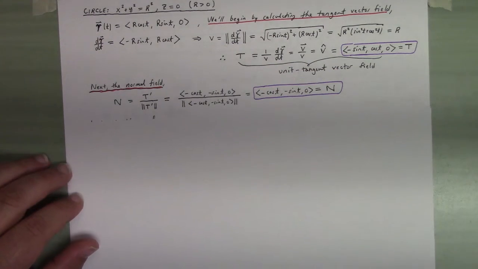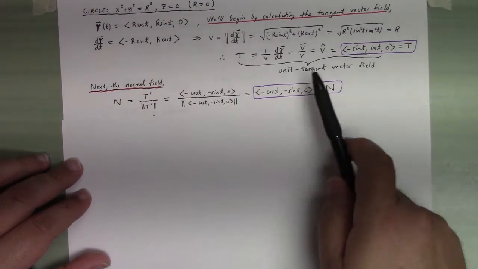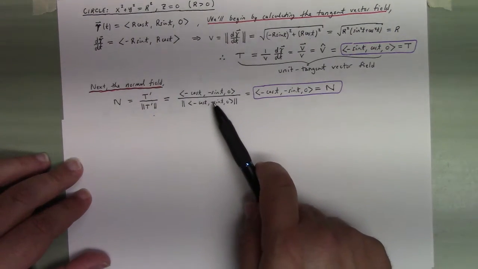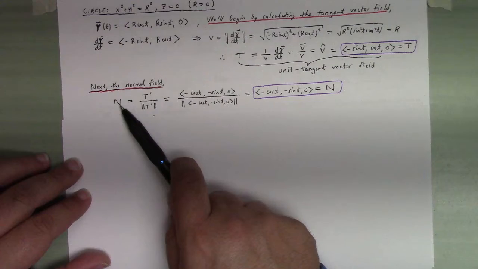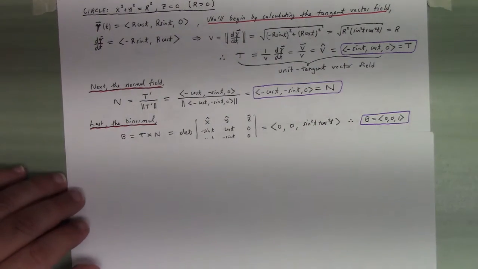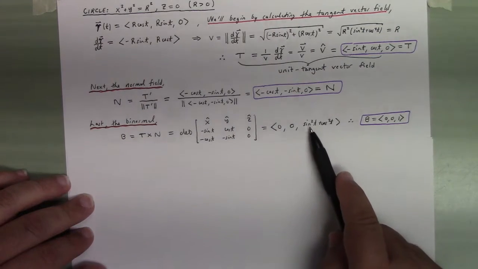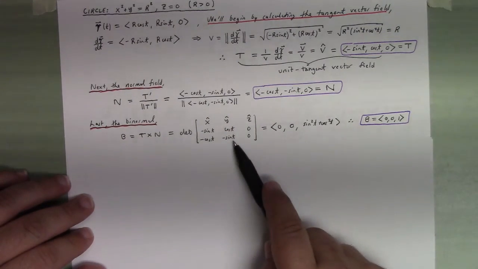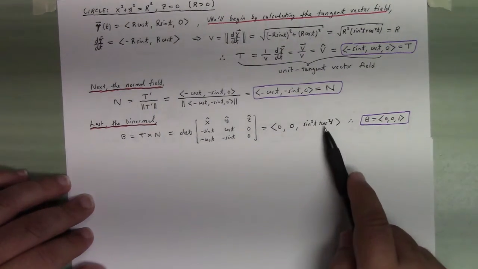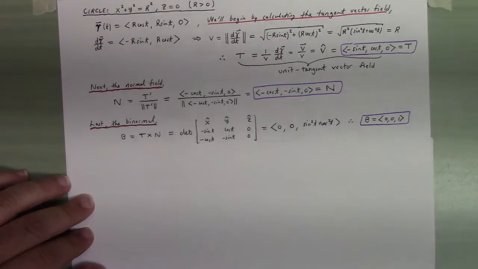Next up, we'll calculate the normal. The normal field is given by T prime over the length of T prime. In this case, T prime is just minus cosine, minus sine, 0. That is actually a unit vector, so when we divide by that, it's just dividing by 1. It's kind of silly. It just so happens that N is equal to T prime in this case. And then the binormal, we take the cross product of T and N. As usual, we get something kind of neat, sine squared plus cosine squared in the z component. So the binormal is actually just z hat in this case.